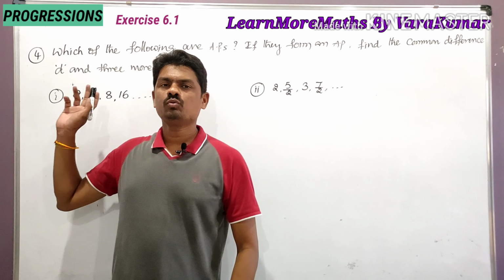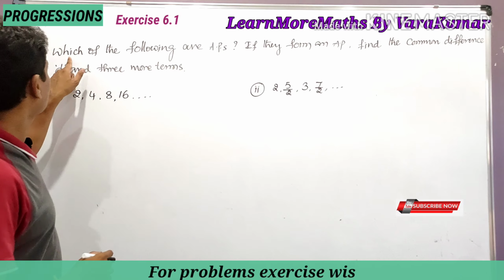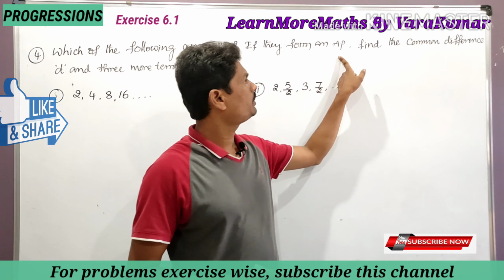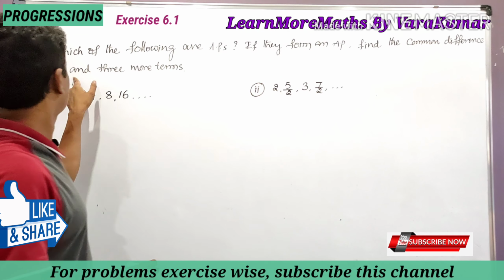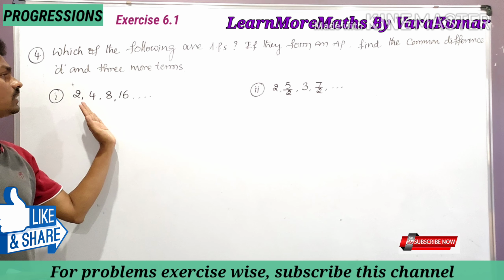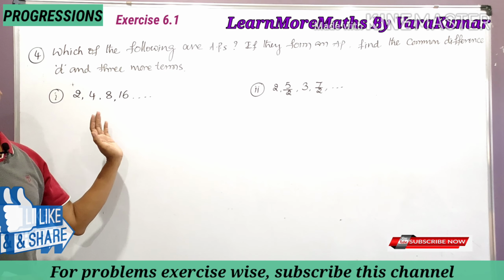Hey student, this is the fourth problem from exercise 6.1. What has been given in the problem? Which of the following are APs? If they form an AP, find the common difference D and three more terms. There are some bits in the fourth problem, I think 13 bits.